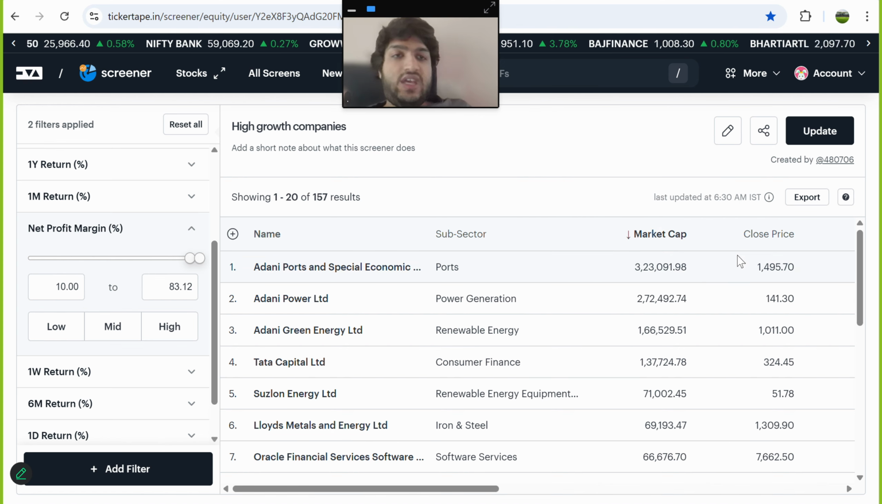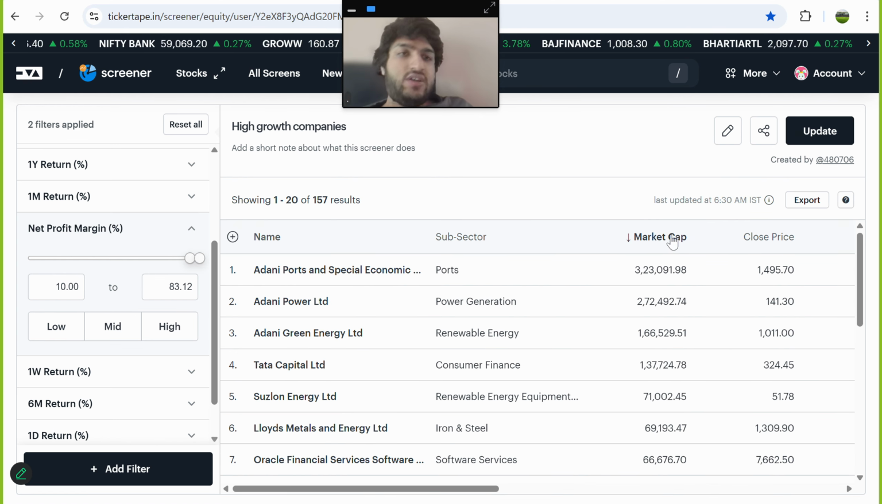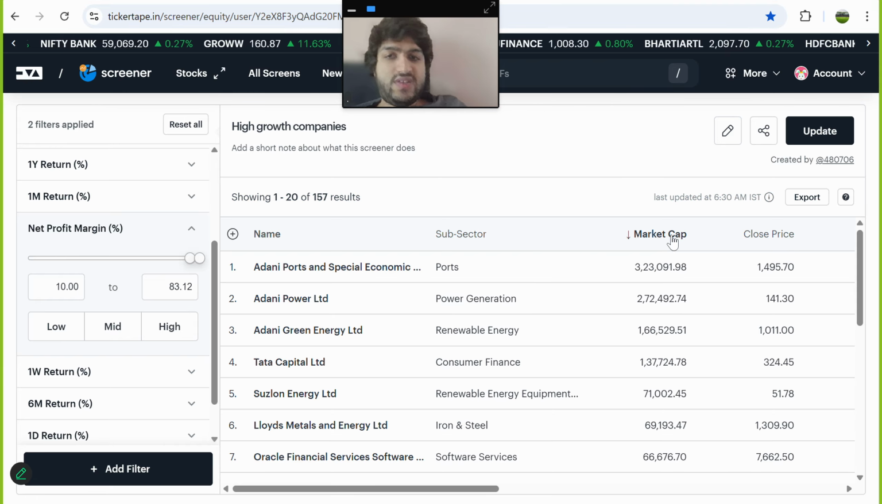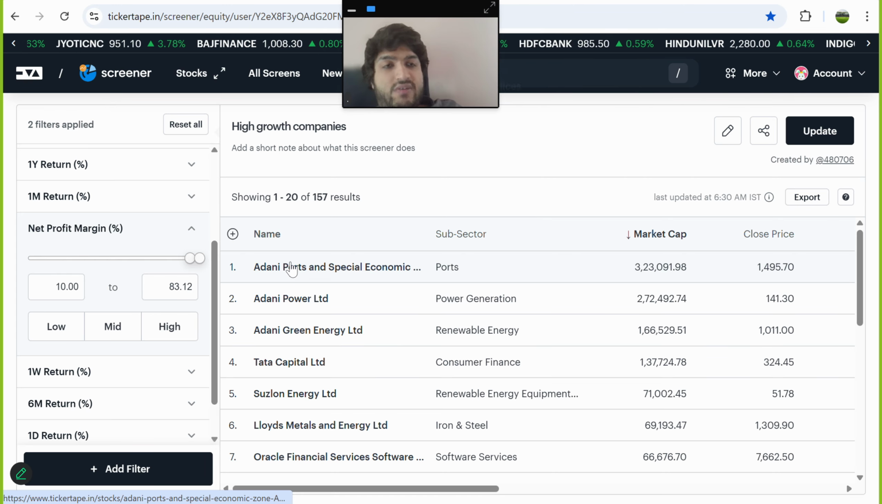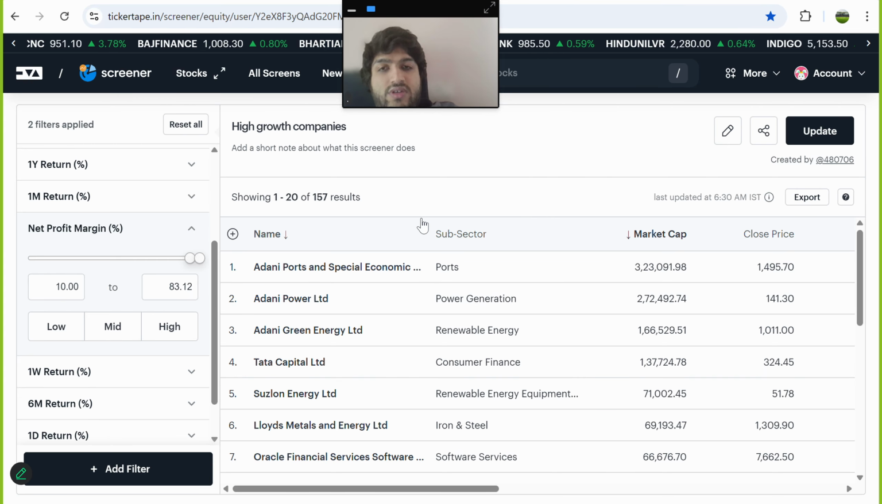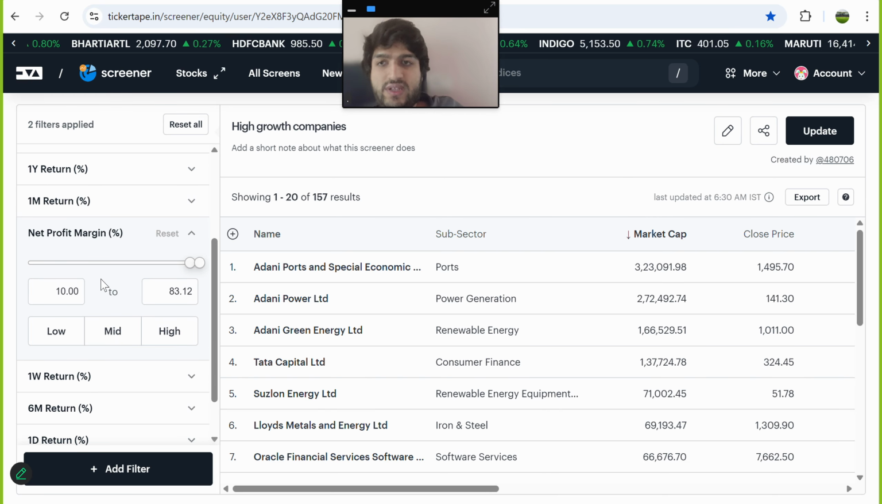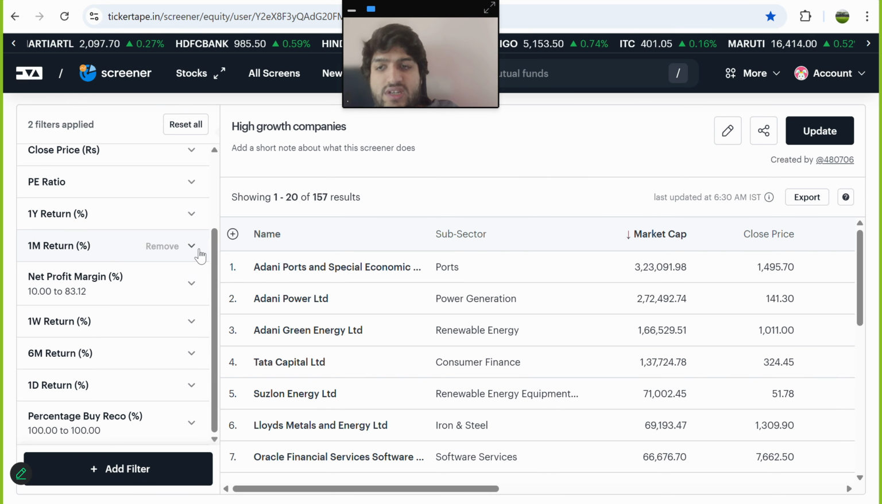Now, if you see, I've arranged it in decreasing order of market cap. Some companies which you can see in the Nifty 50 are not here when I've set the filter to minimum 10% net profit margin. So this current screen basically shows the more profitable ones out of the total Nifty 50 companies in the region.